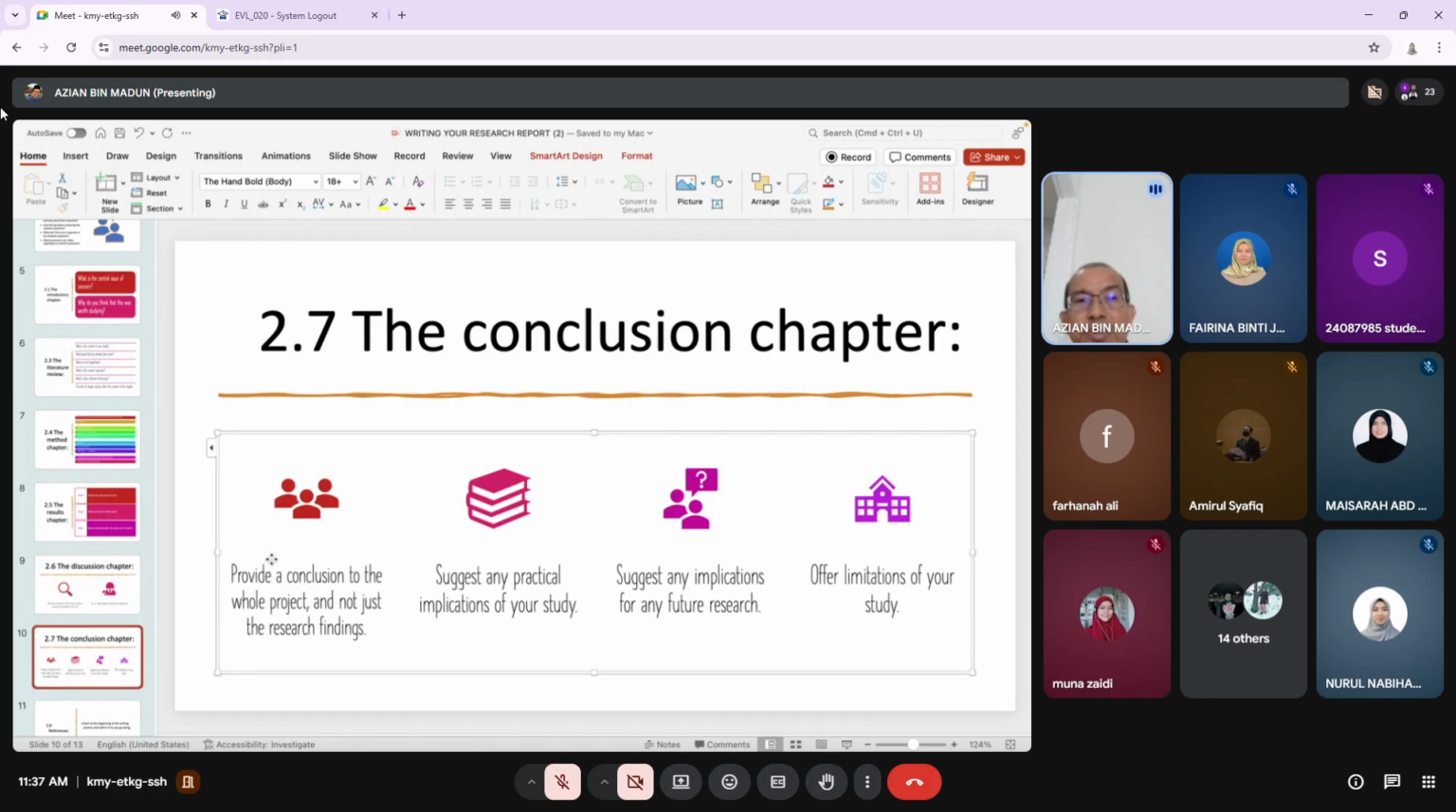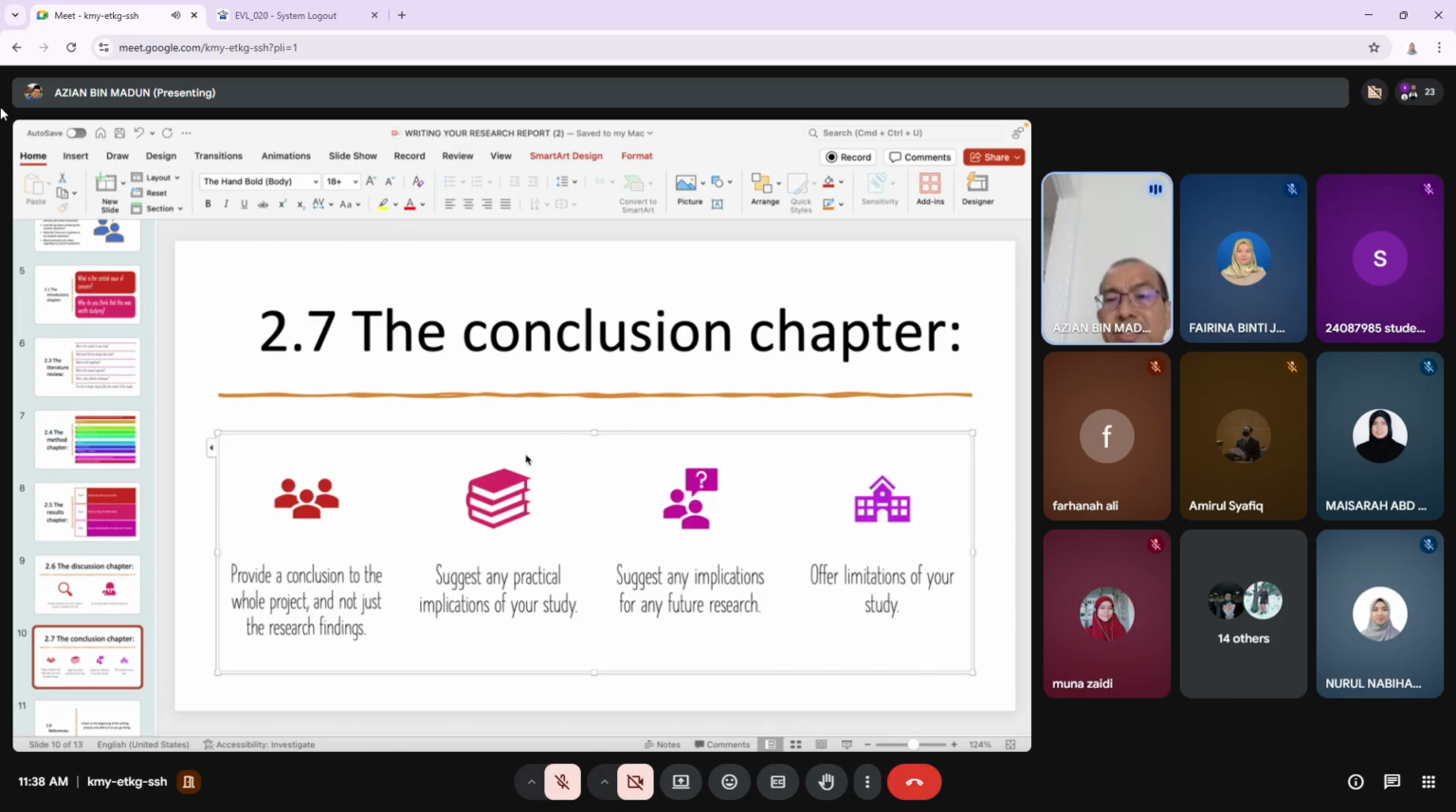Why does this group still survive despite the banning from the government? I'm talking about outcome. Why are people still believing in this group despite the government saying this group is considered deviant and sesat? Lebih kurang. Suggest any particular practical application. So this is where the recommendation for the policy or theory goes, kan? That's why I said this one is not that much. Only about 5% saja.